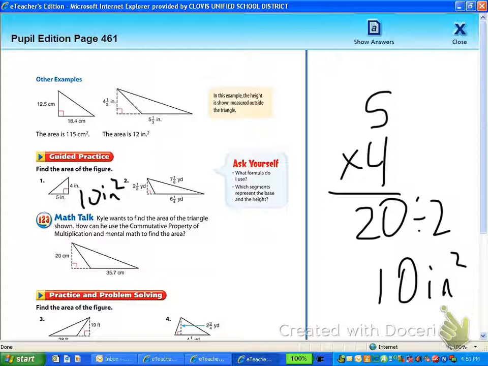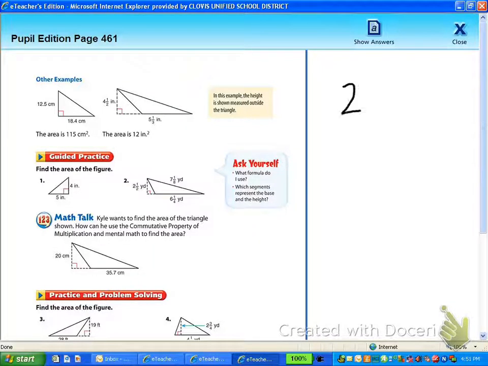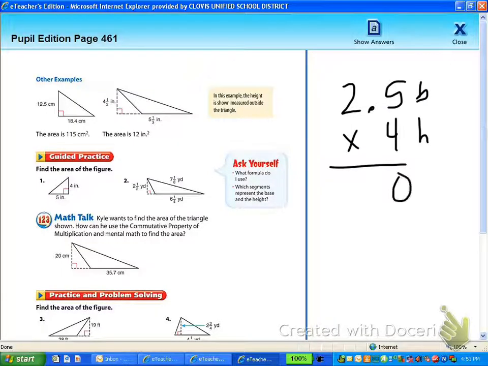Now if you wanted to take half of the base, half of 5 of course is 2.5, times the height, which is 4. So base times the height, you get 20, and then 2.5 times 4 is 10. We have 1 decimal point, so we move that over to the right, so we have 10. So we still get 10 either way.